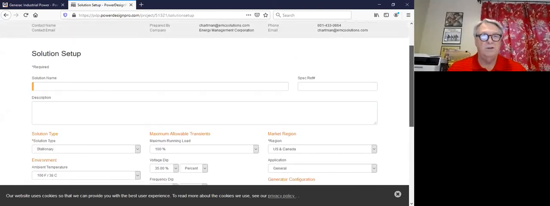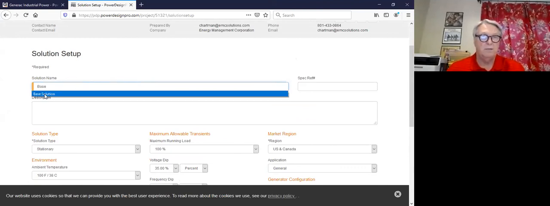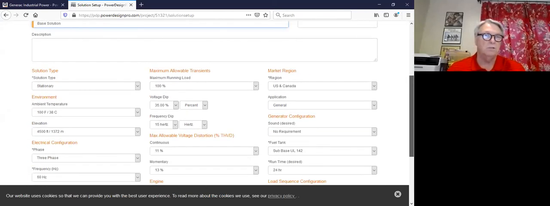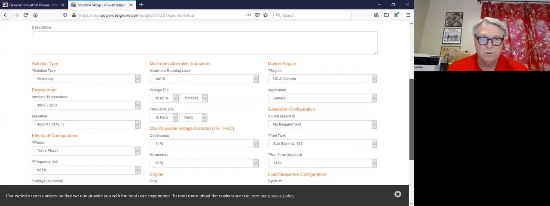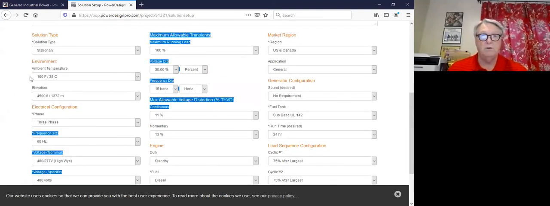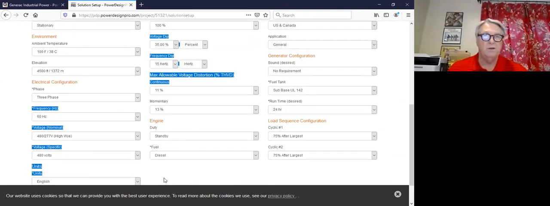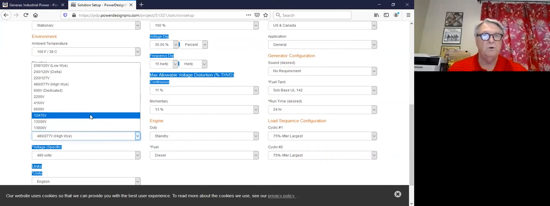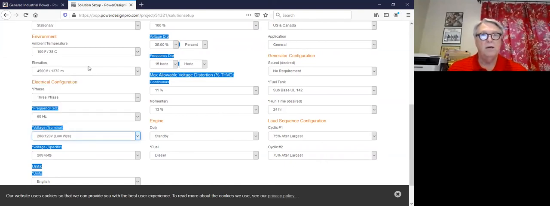So let's go down here and just fill in some things. I will just call this one my base solution. Right there. That's what I generally do. And then other solutions, I'll say, well, this one is my 10% voltage solution or what have you. So we just fill in our typical stuff. There's a stationary generator, 100 degrees elevation. I have 4,500 feet because that's a typical elevation in Salt Lake City. But elevation's very important, and the program will automatically adjust for that. We'll say this is 3-phase, 60 hertz, and let me change this just for fun to 208 volts. So I change that to 208 volts.